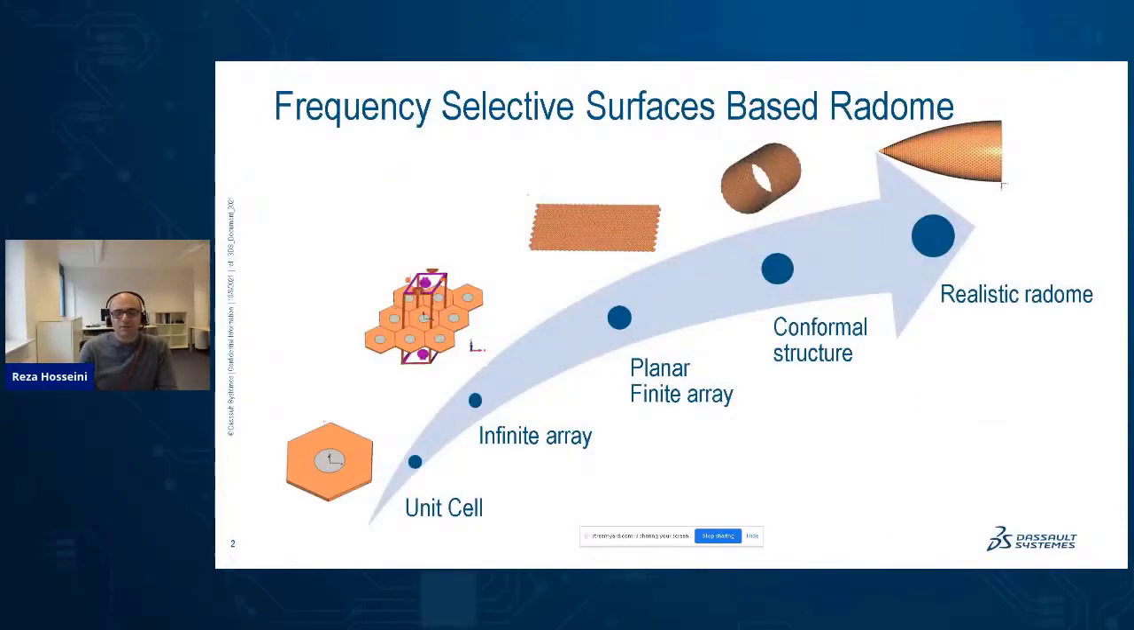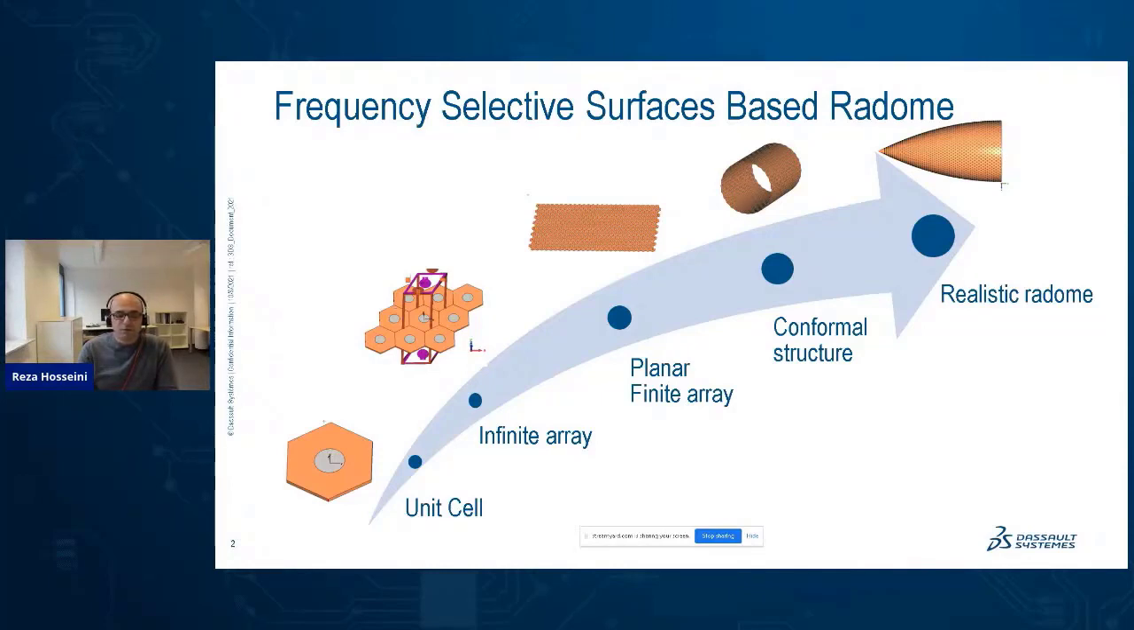So this slide is a quick overview of what we expect to see and follow in this webinar. Basically, frequency selective surfaces, or FSS, are created based on a periodic structure that shows intrinsic electromagnetic phenomena. We'll talk briefly about it later in this webinar. And let's not forget that our goal is to design and simulate a Radome based on FSS.